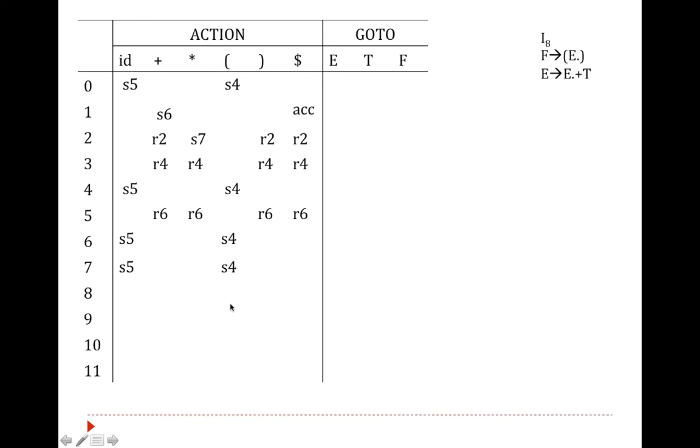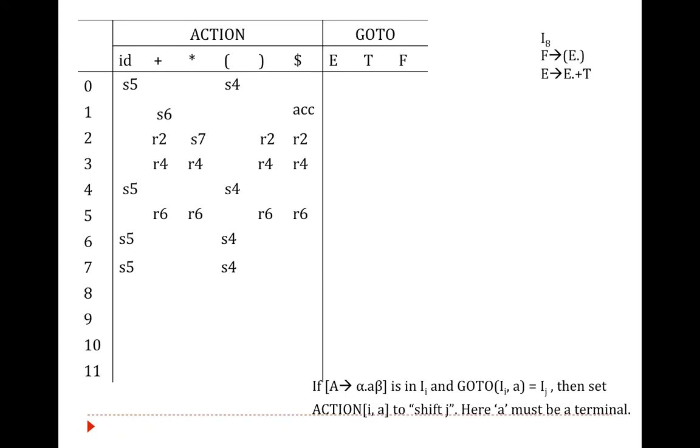Then the next, which is I8. I8, here again there is a dot before plus. So this rule is satisfied and we need to find now I8 and plus. I8 and plus goes to I6 and I8 with closing bracket goes to I11. So this is how it has shifted to S11 and S6 again.